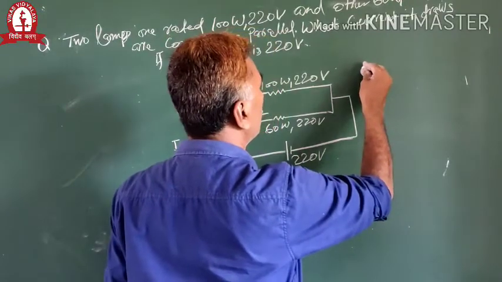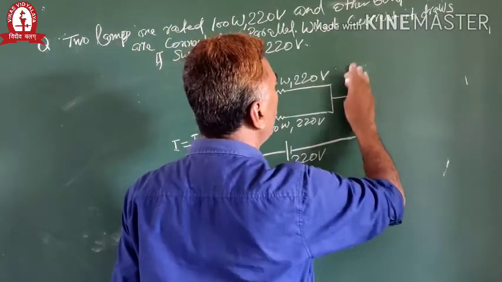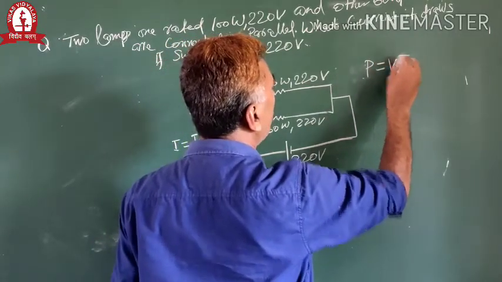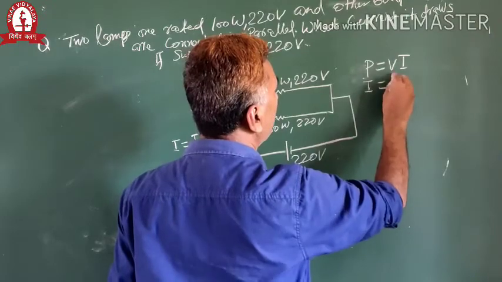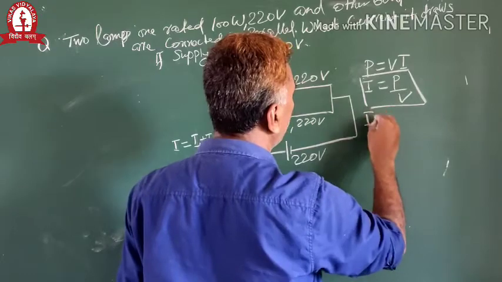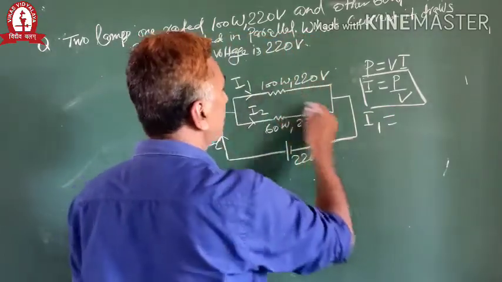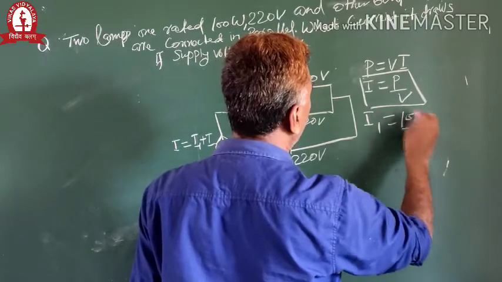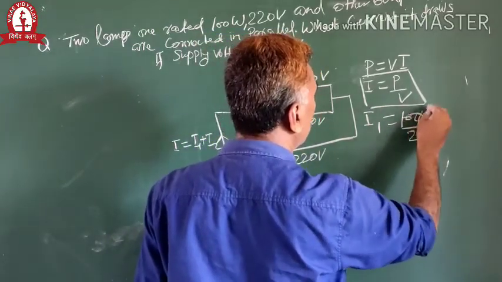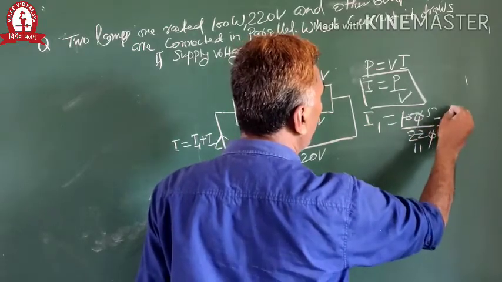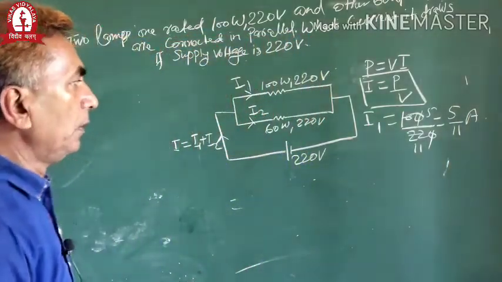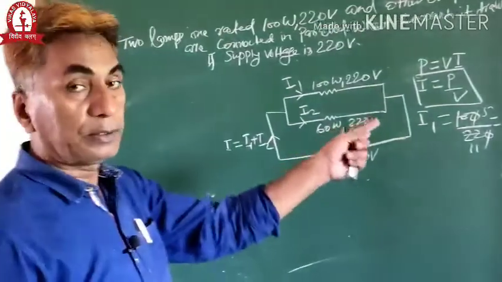Now you have the formula to calculate the current. The formula is P equal to V into I, so I is equal to P by V. I will utilize this formula for calculating I1. Then I1 will be equal to power 100 upon voltage 220. Now solve this. This is equal to 5 by 11 ampere, I1.